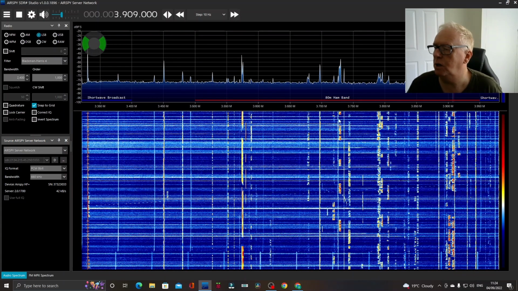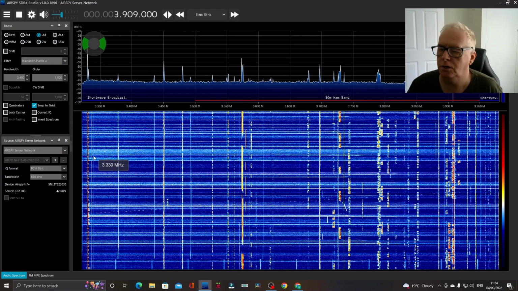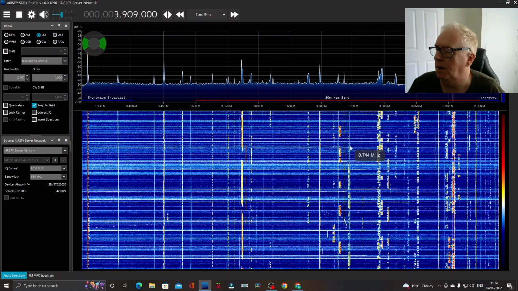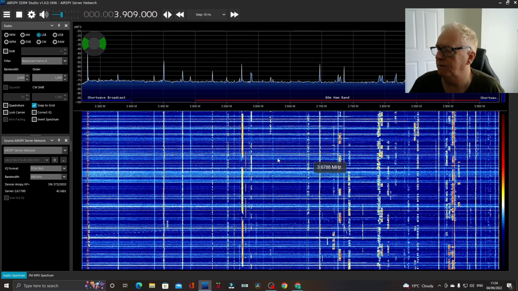There's a lot of activity on 80 metres. Now I noticed this guy's got an 85-foot vertical antenna, something that I would not be able to achieve, but look at the activity on this band.